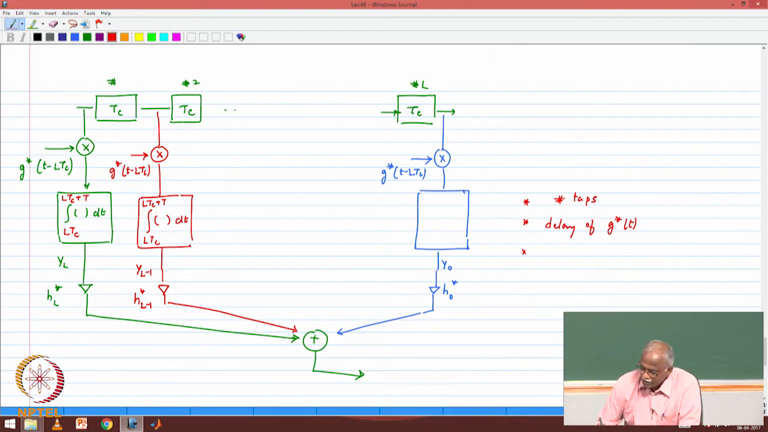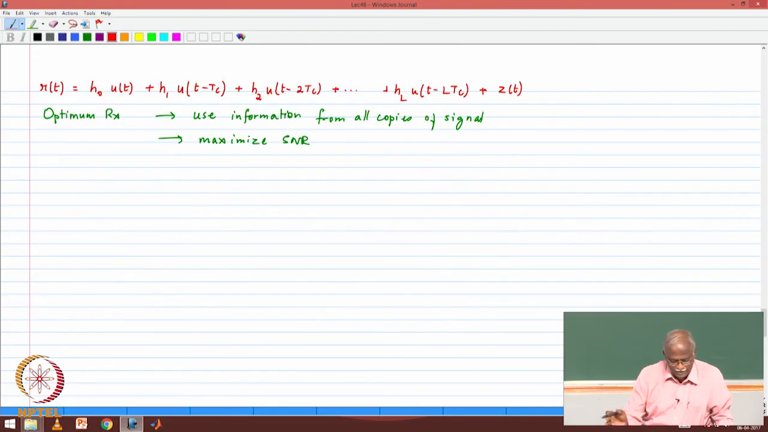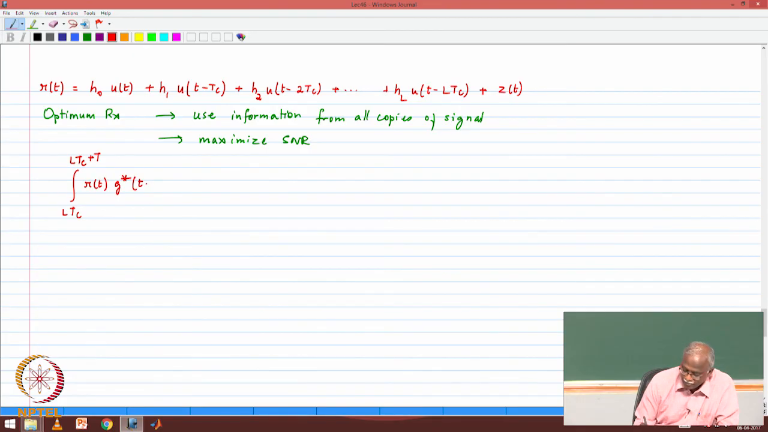And the third one is the interval of integration. All three things sort of have to come together for us to build that. And again, it's very easy. So keep referring to that structure, and let us write down the first output. The first output is the integral from LTC to LTC plus T of R of t times g star of t minus LTC dt.